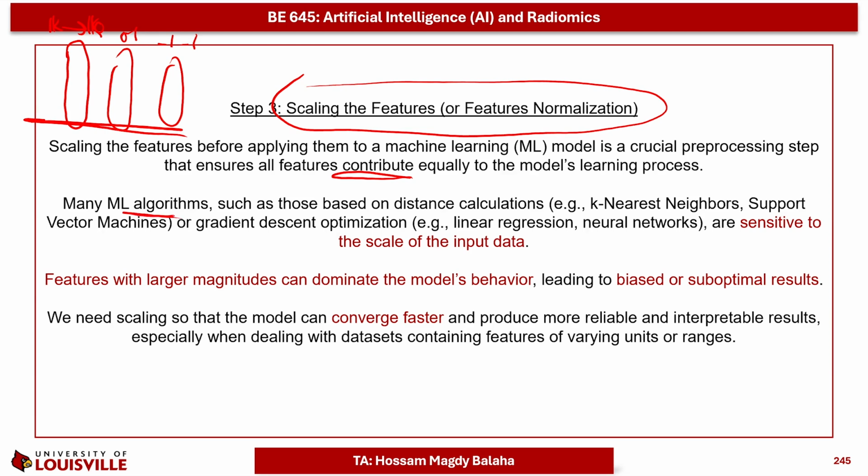Many machine learning algorithms, such as KNN, support vector machines, and also neural networks, are sensitive to the scale of the input data. Sometimes features with larger magnitudes can dominate the model's behavior, leading to bias or suboptimal results. So we need scaling so that the model can converge faster and produce more reliable and interpretable results, especially, as mentioned, when you are dealing with datasets containing features of varying units or ranges.